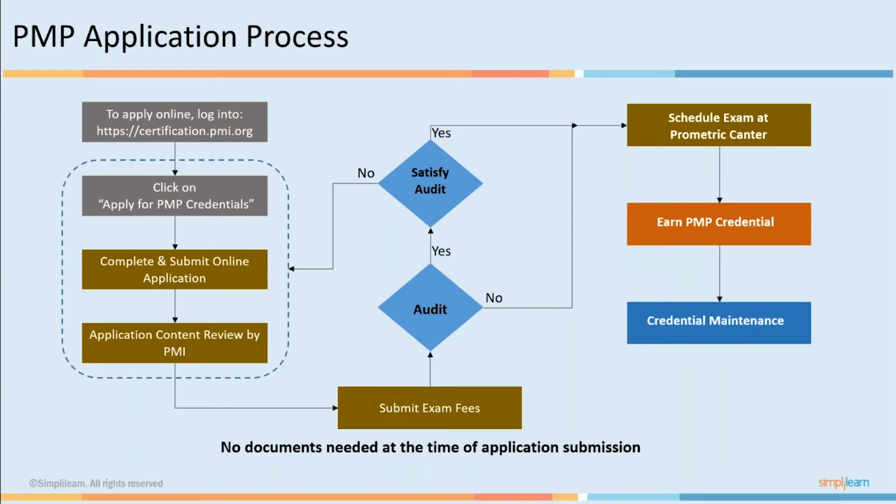Once you submit your application online, PMI is going to take a maximum of around 5 business days to review your application and review your credentials. When I say credentials, it means they will check whether you are eligible for PMP or not.